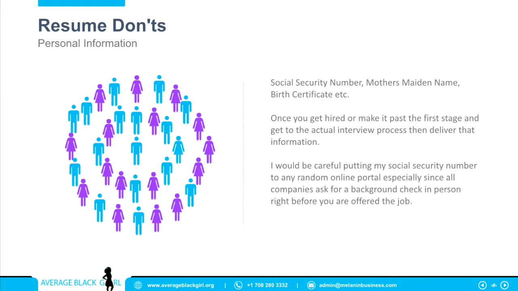Next, personal information: social security numbers, mother's maiden name, birth certificate, all that should not just be given out willy-nilly. Even if you're applying to certain things on file for different corporations, once you get hired and you make it past the first stage, you actually have to do that all again for real this time. So in the meantime, just put 000000000 or 111, or 1, 2, 3, 4, 5, just make up those numbers, because you don't want to just send it to anything.